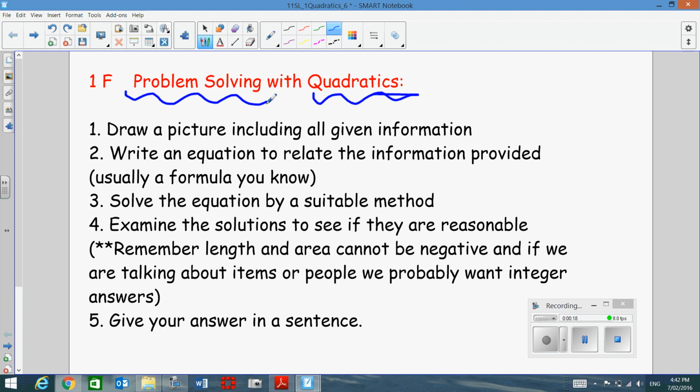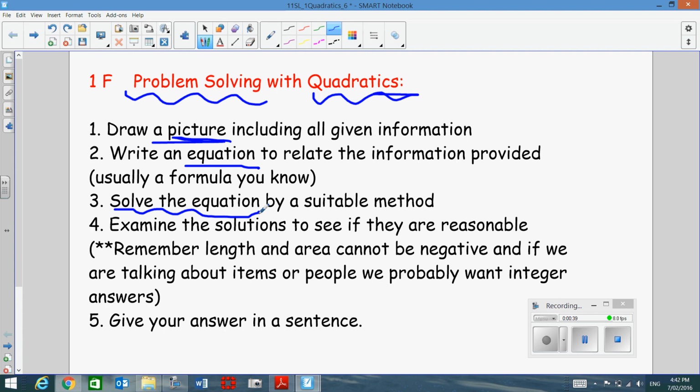So think back to when you first learned how to solve word problems. We want a clear picture. We're going to need to write an equation to represent whatever the picture is showing. It might be a formula, it might be something we're familiar with, or we might just make up our own. Then we're going to solve it with a method that's suitable for the problem.